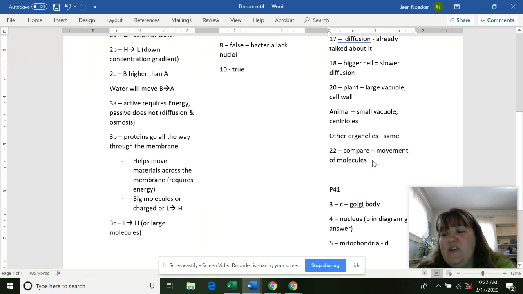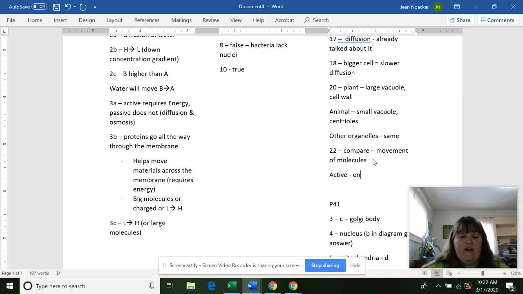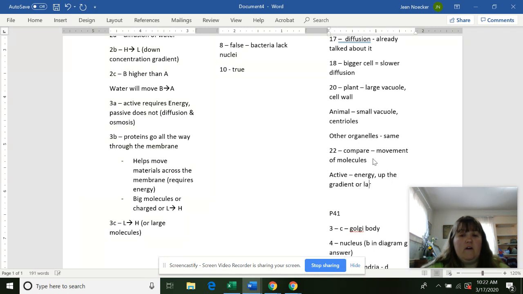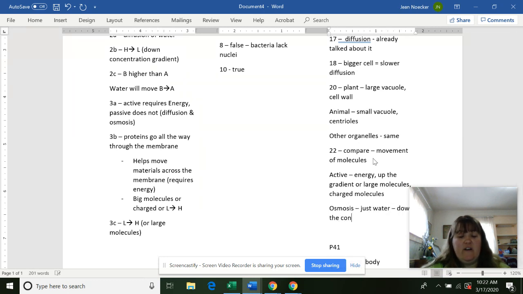22, explain how active transport is different from osmosis. So to compare, they both involve moving molecules. Active involves energy and either up the gradient or large molecules or charged molecules, while osmosis is just water. It goes down the concentration gradient, and it does not require energy.